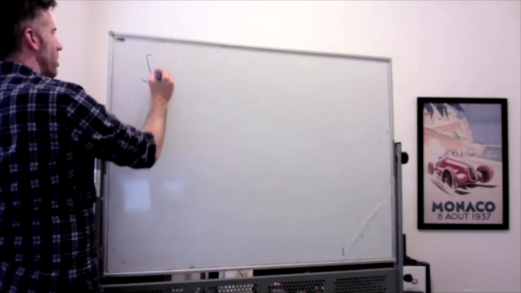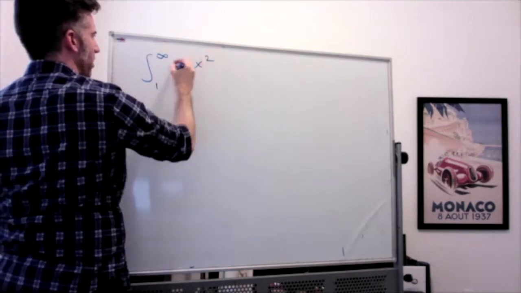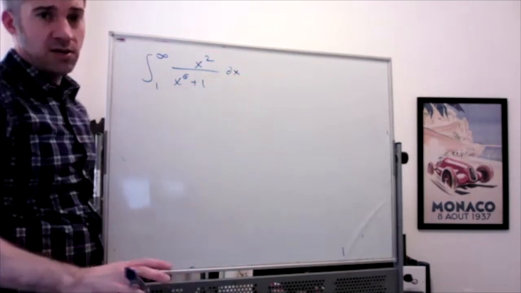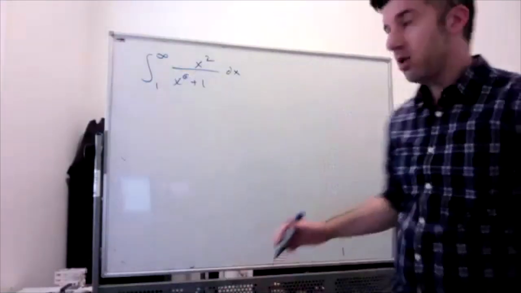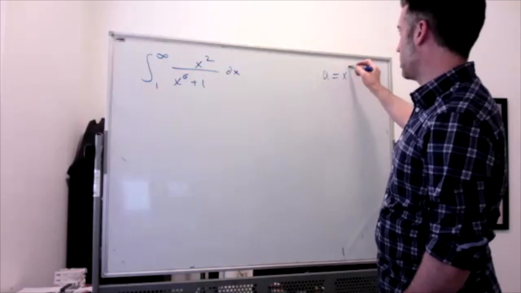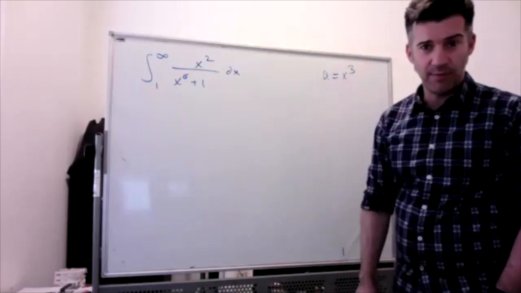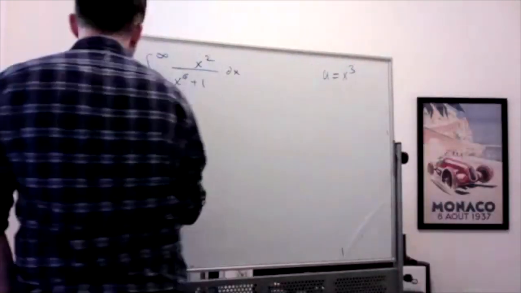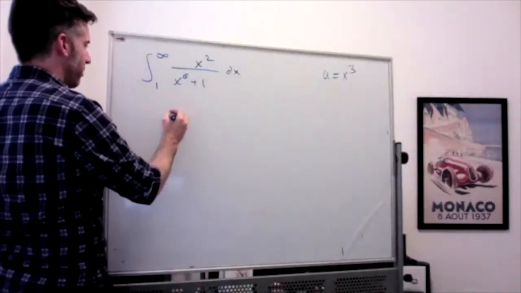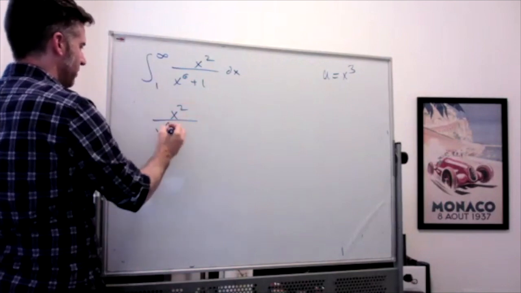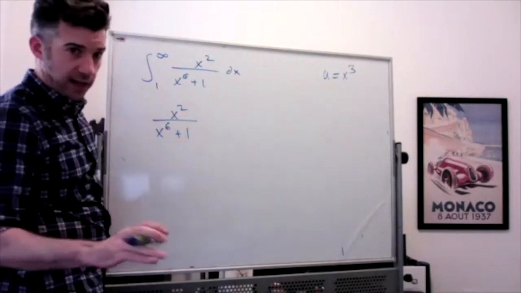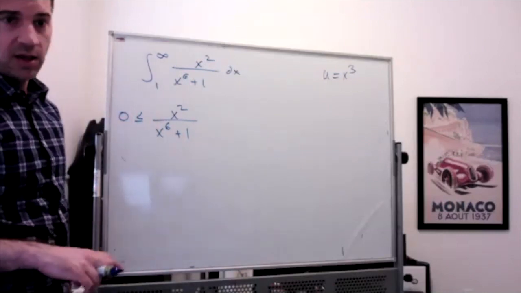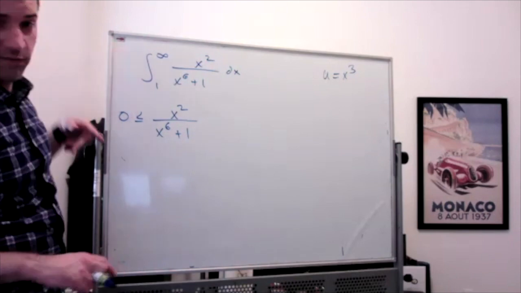So let's look at the integral from 1 to infinity of x squared over x to the 6 plus 1 dx. This integral is integrable if you do a u sub where you let u equal x cubed. But I don't want to do that. I want to show you that I can see that this integral is convergent by doing the following. So first of all, notice that this function is non-negative. It's always greater than or equal to 0, no matter what value of x is. Specifically, no matter what value of x is between 1 and infinity.